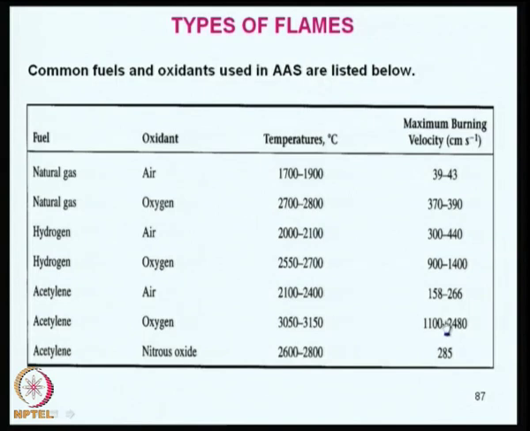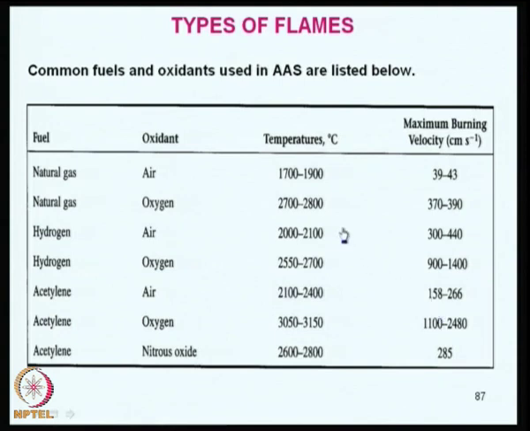That means you will be consuming less acetylene and more oxygen, and your temperature also would be of the order of about 2400. That means there is no loss of atomization efficiency. You replace that with oxygen, you would have about 3050 to 3150 degree centigrade, and again look at the burning velocity, that is of the order of about 1100 to 2480 centimeters per second.